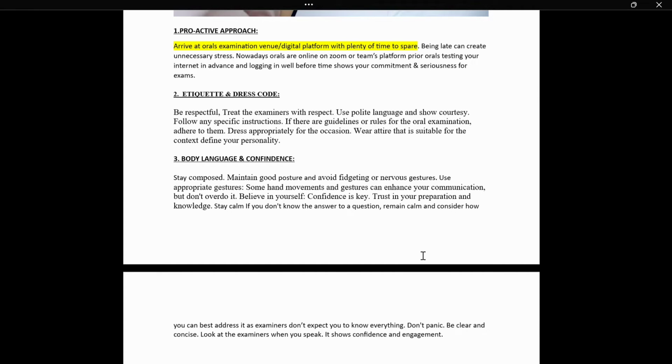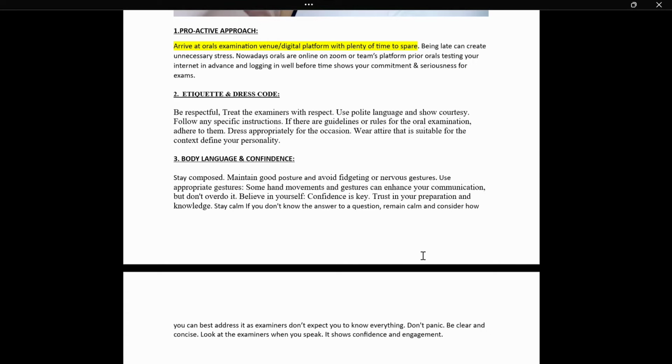Another thing is logging in well before time, which shows your commitment to a surveyor, your seriousness for the exam. Don't be late. If you're late, obviously you'll have unnecessary stress and it will not look nice also.